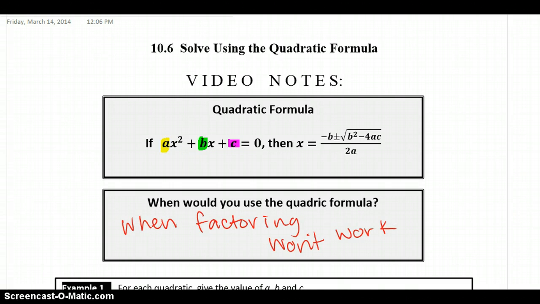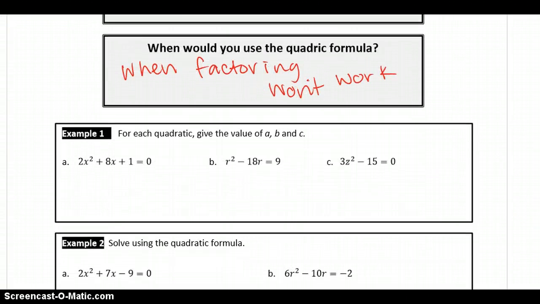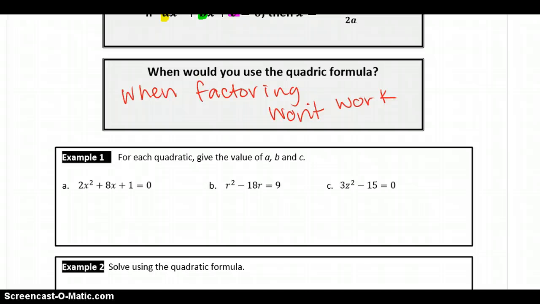So just looking at the first set of examples, we're just going to find a, b, and c here. So pretty straightforward. That's all we're doing first. So in part A, we want to find a, b, and c. So a is the number in front of x squared. What's the number for a here? 2. What's my b? 8. And what's my c? 1. Straightforward, right? I would take 2, 8, and 1, plug them in for a, b, and c into the formula.